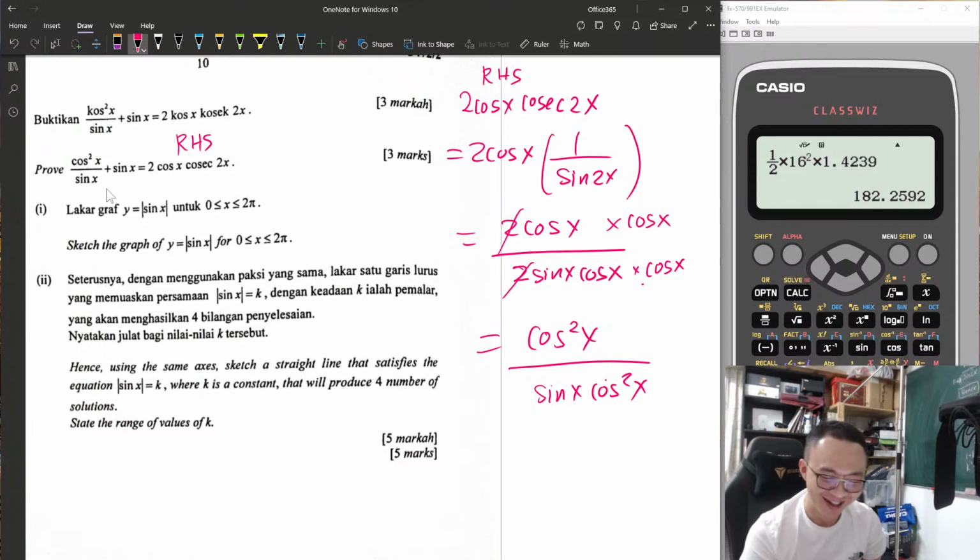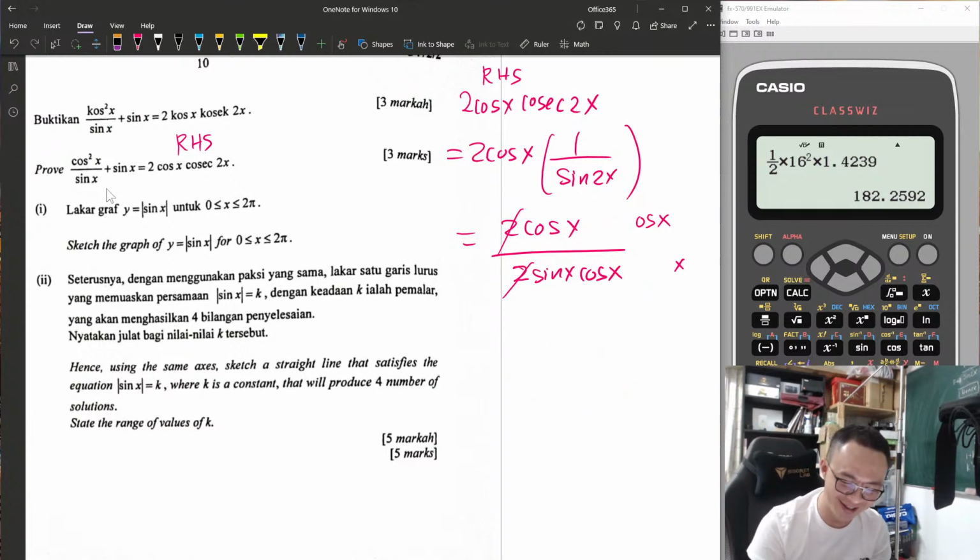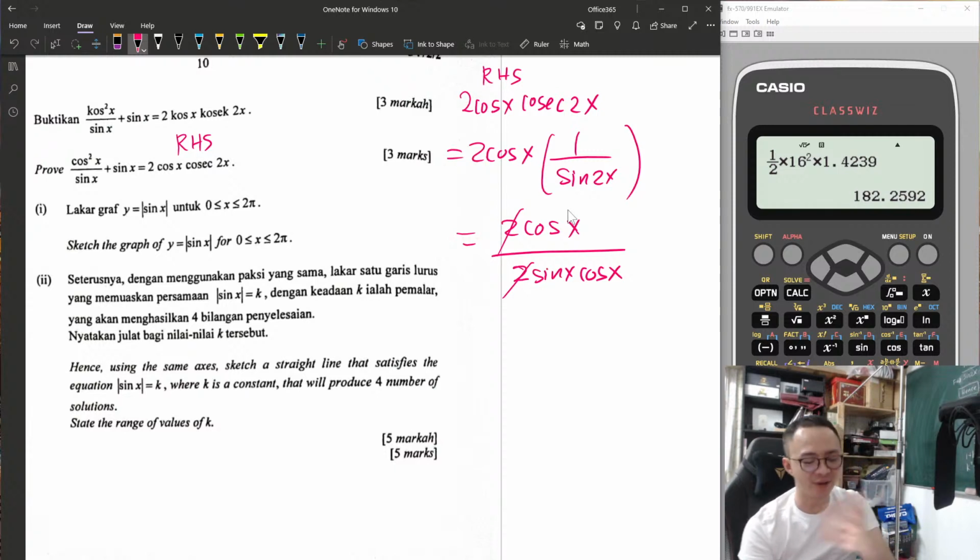No. Oh, just now I easily got the answer, but how do I do already? I want to get cos square over sine. This is 2 cos x, 1 over sine. Sine 2x is 2 sine x cos x. I simplified already. Cos square times cos. Top I changed to 1 minus sine square. Oh, okay, I got it. Cancel.